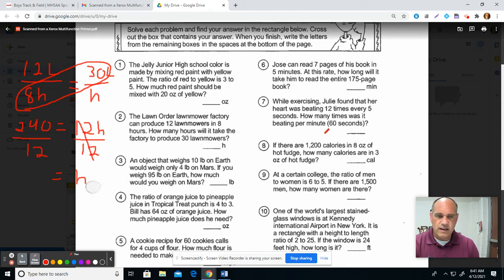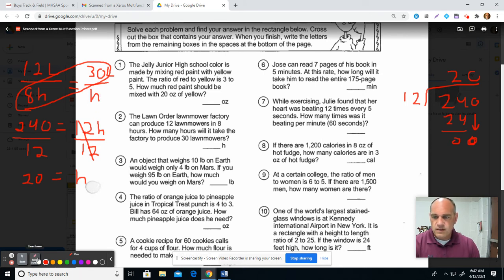If you can't do that in your head, then you should be doing a division problem over here. 12 into 240. 12 goes in 24 twice. That's 24. I get a 0. Drop down the 0 I haven't used. There we go. 12 goes into 0, 0 times. So 20. So H equals 20. So I know now that 30 lawnmowers are going to take me 20 hours.